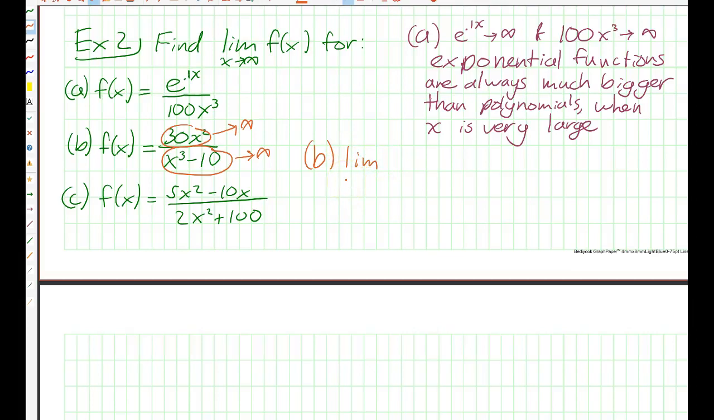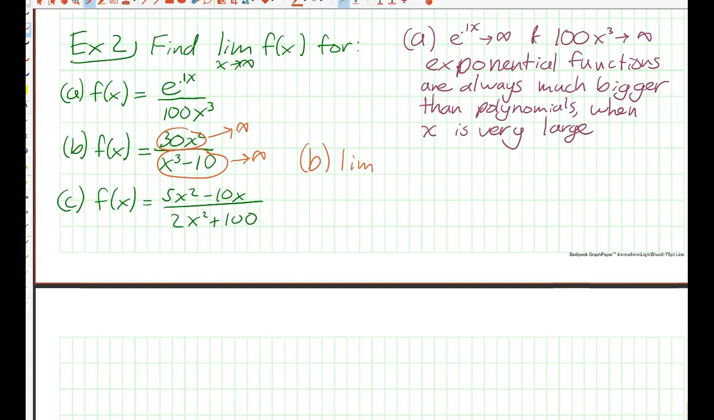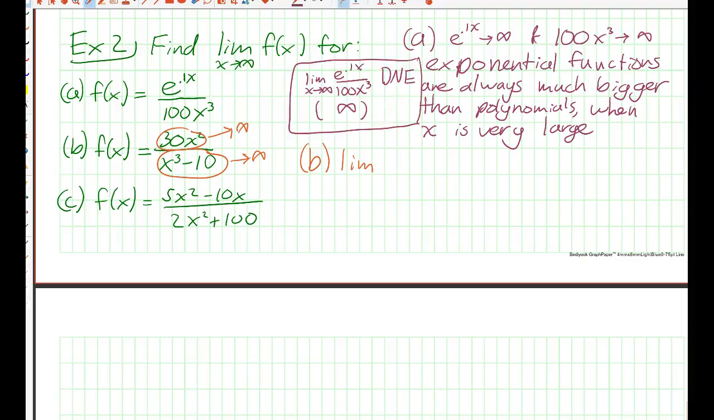I never actually wrote down the answer for A. I think I was distracted by computer issues. But anyways, the limit is 0. I'm sorry, it's infinity. What am I talking about? I'm not able to write properly. Okay, there's the answer to that.